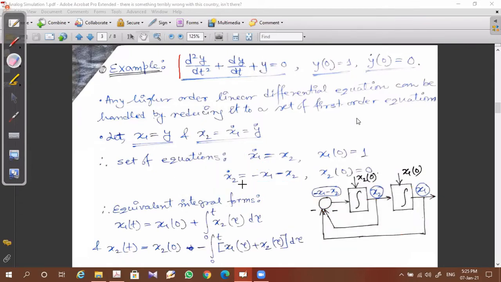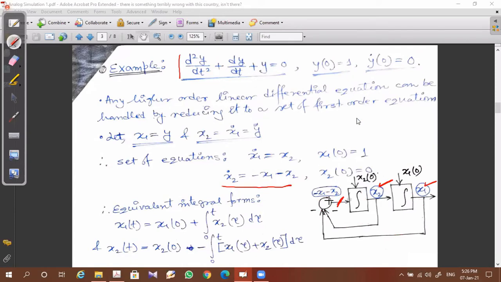So basically, x2 double dot is equal to minus x1 minus x2, right? And x1 dot is equal to x2. So this is x1 dot, integrating you get x1. And this is x2 dot, integrating you get x2. So you have two pieces of information, x2 and x1, that you're getting from a signal x2 dot.